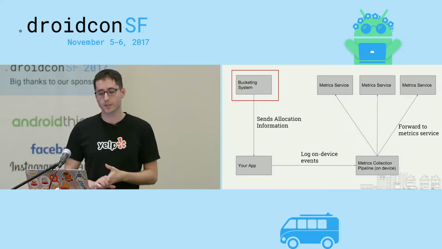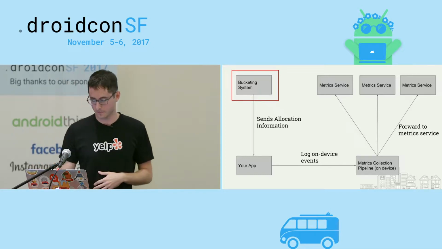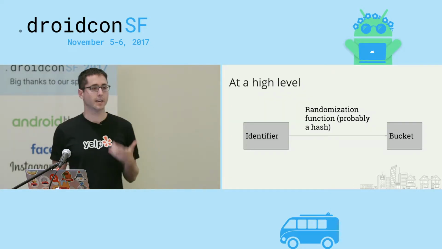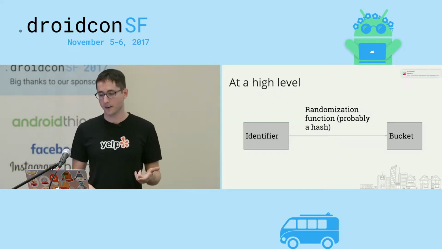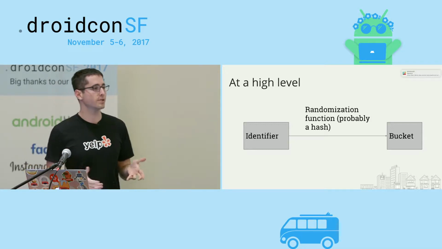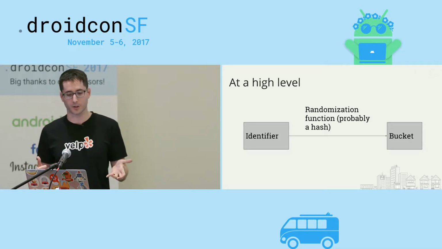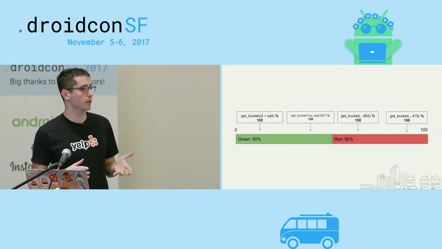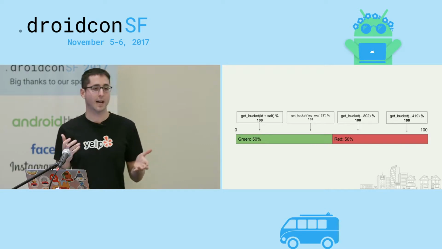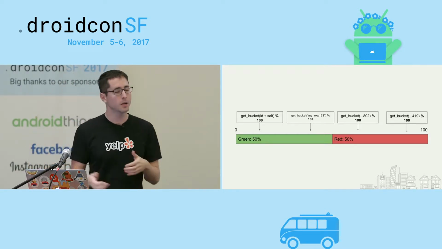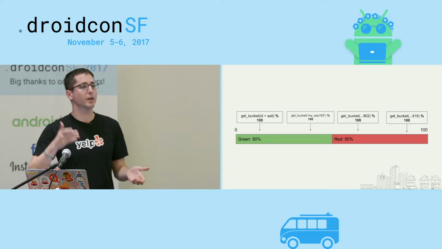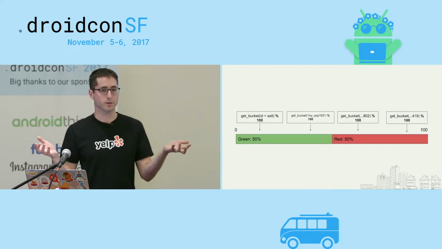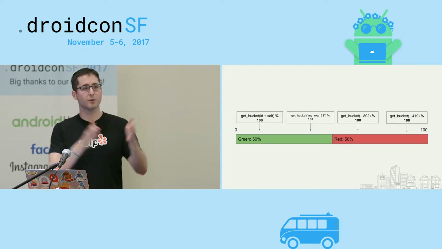So to get started, let's focus on this top left piece, which is the bucketing system. At a high level, the way your bucketing system is going to work is that you're going to take some identifier, maybe a user identifier or a device ID. You're going to put that through some randomization function, maybe it's a hashing function, and then out the other side is going to come a bucket. And the way this will work is you're going to take the output of that hashing function, which is probably a 32-bit integer between like 0 and 2 billion, and then you're going to modulo that by 100. And now what you've done is you've reduced all of your user IDs, or whatever you're bucketing on, to a range of 0 to 100.